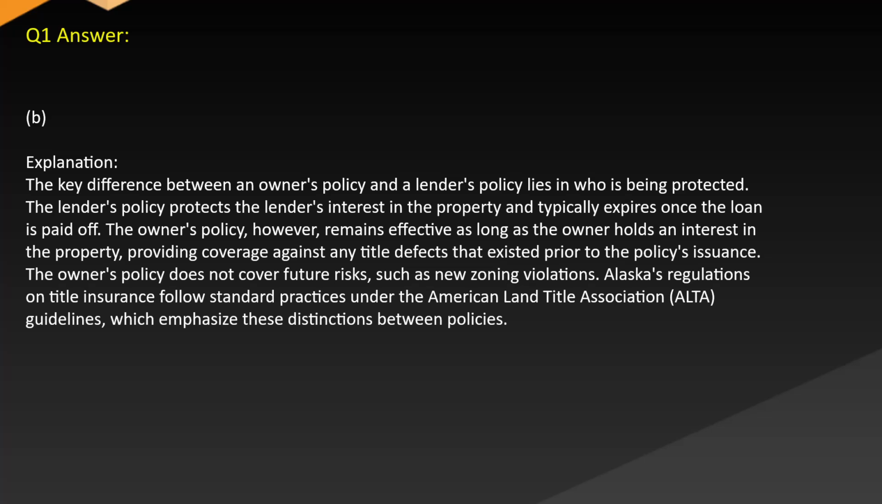Answer B. Explanation. The key difference between an owner's policy and a lender's policy lies in who is being protected. The lender's policy protects the lender's interest in the property and typically expires once the loan is paid off. The owner's policy, however, remains effective as long as the owner holds an interest in the property, providing coverage against any title defects that existed prior to the policy's issuance. The owner's policy does not cover future risks, such as new zoning violations.